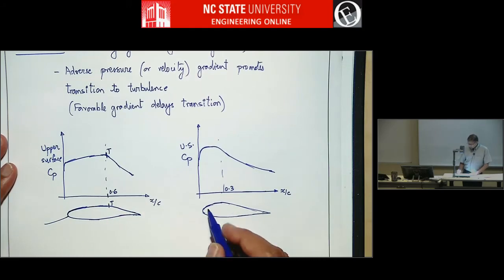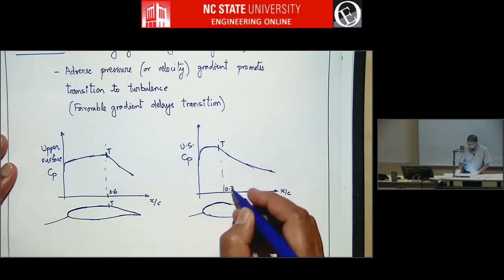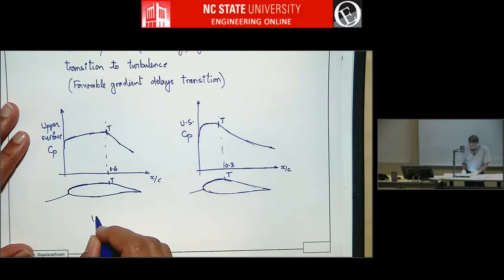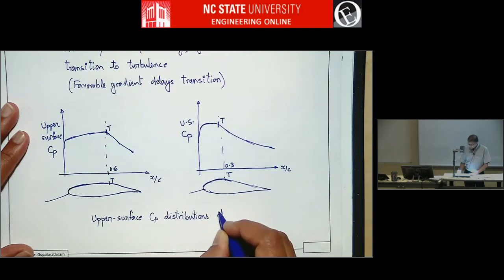But on the second airfoil, this laminar boundary layer encounters adverse pressure gradient earlier, like around 30% chord. So here transition will start at this point. So these are two airfoils at the same Reynolds number, but still, because of the way the pressure distribution is shaped, you have transition to turbulence at the point where adverse pressure gradient starts. So these are two upper surface CP distributions at the same Reynolds number.